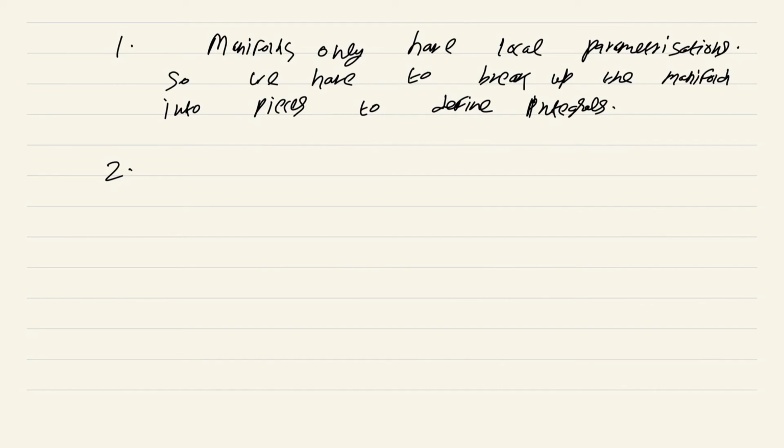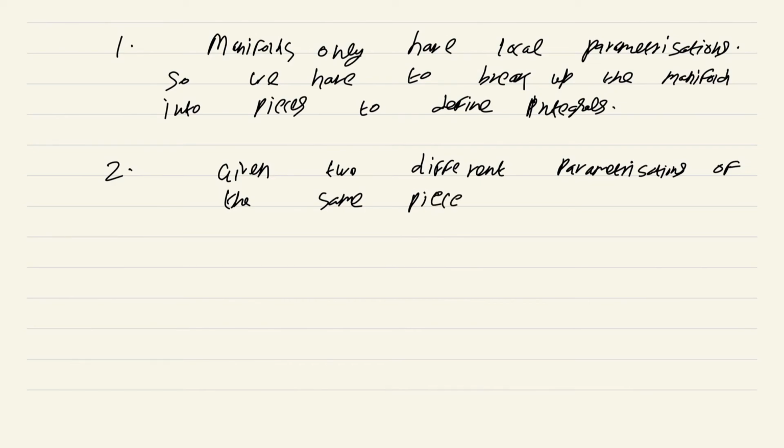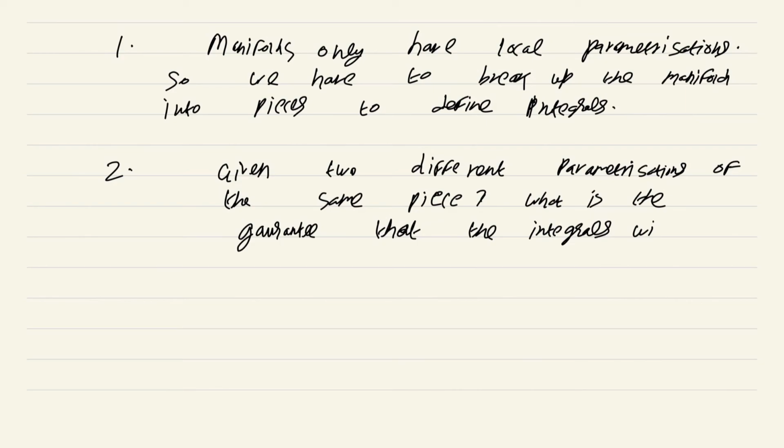So given two different parameterizations of the same piece, what is the guarantee that the integrals will be the same if I use either of these parameterizations to do the integration process?